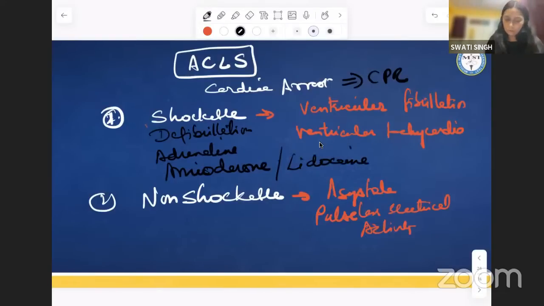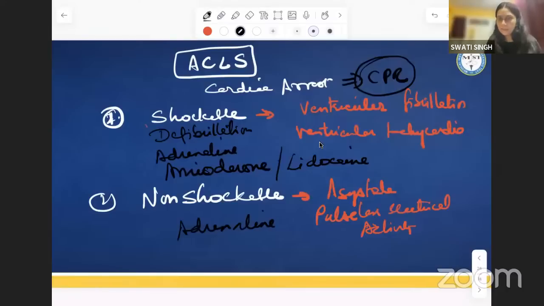Non-shockable, what do we do? CPR and only one more intervention, adrenaline, nothing else. Adrenaline and nothing else. Okay, everyone? These are the interventions that we do.